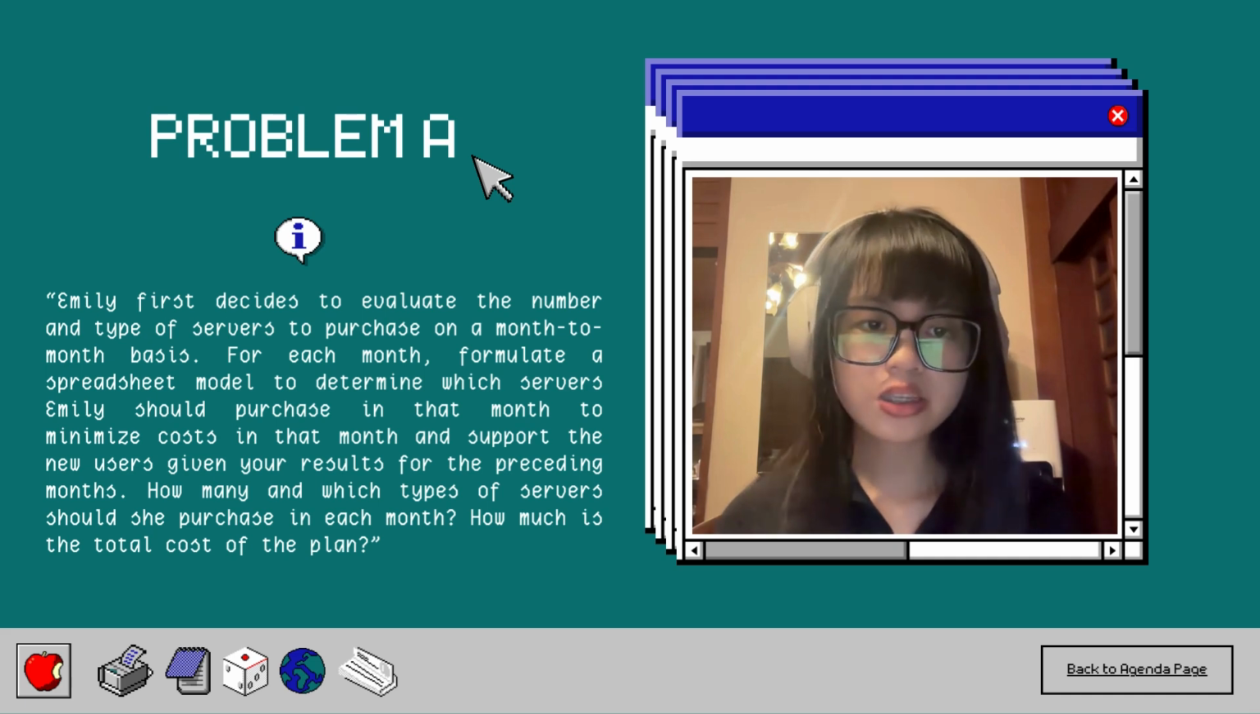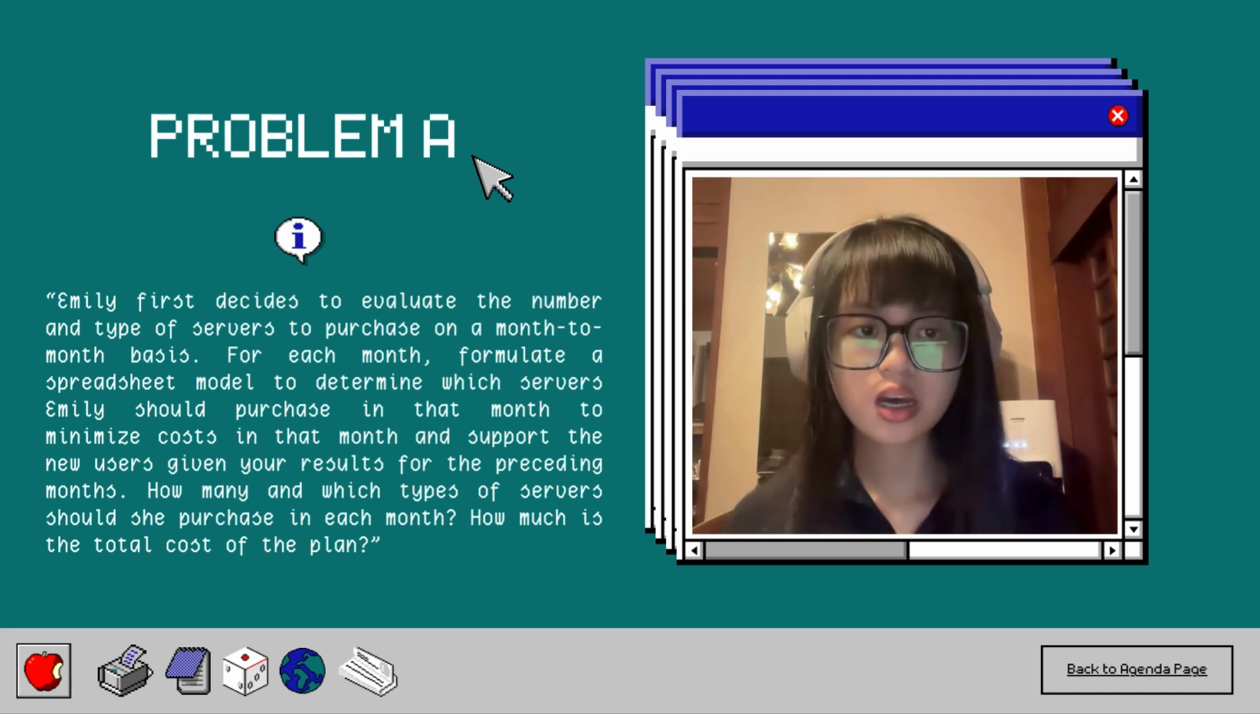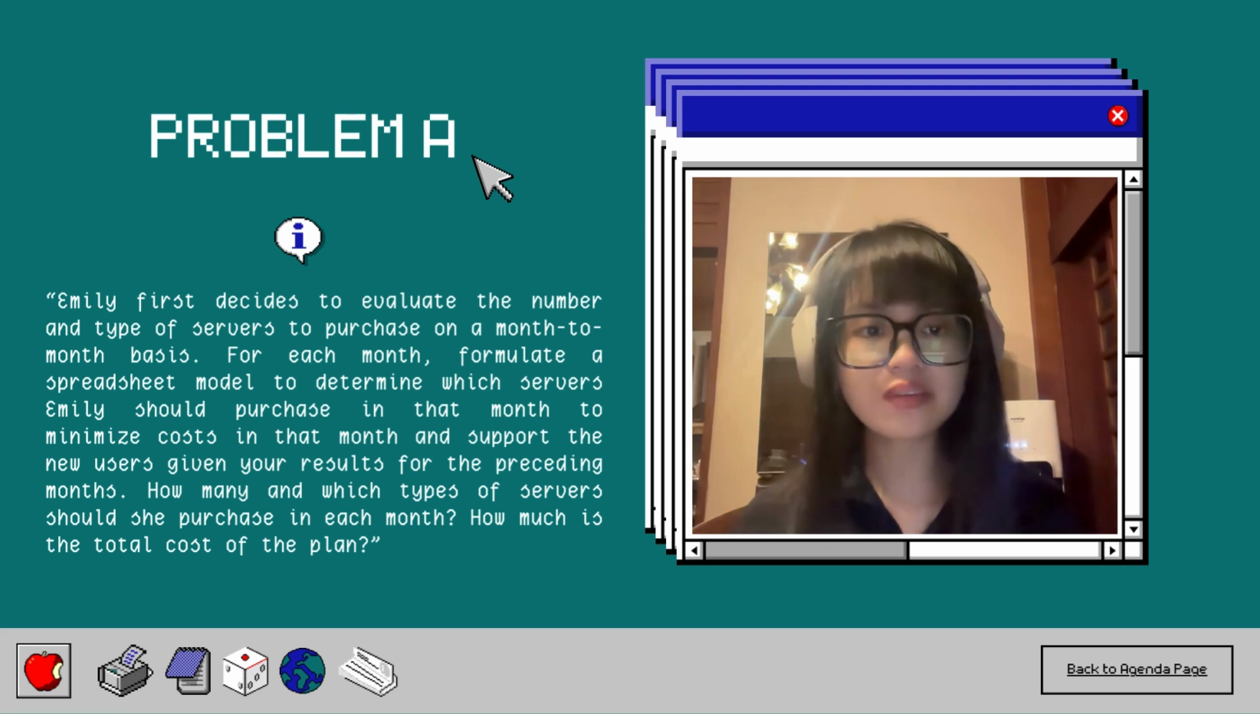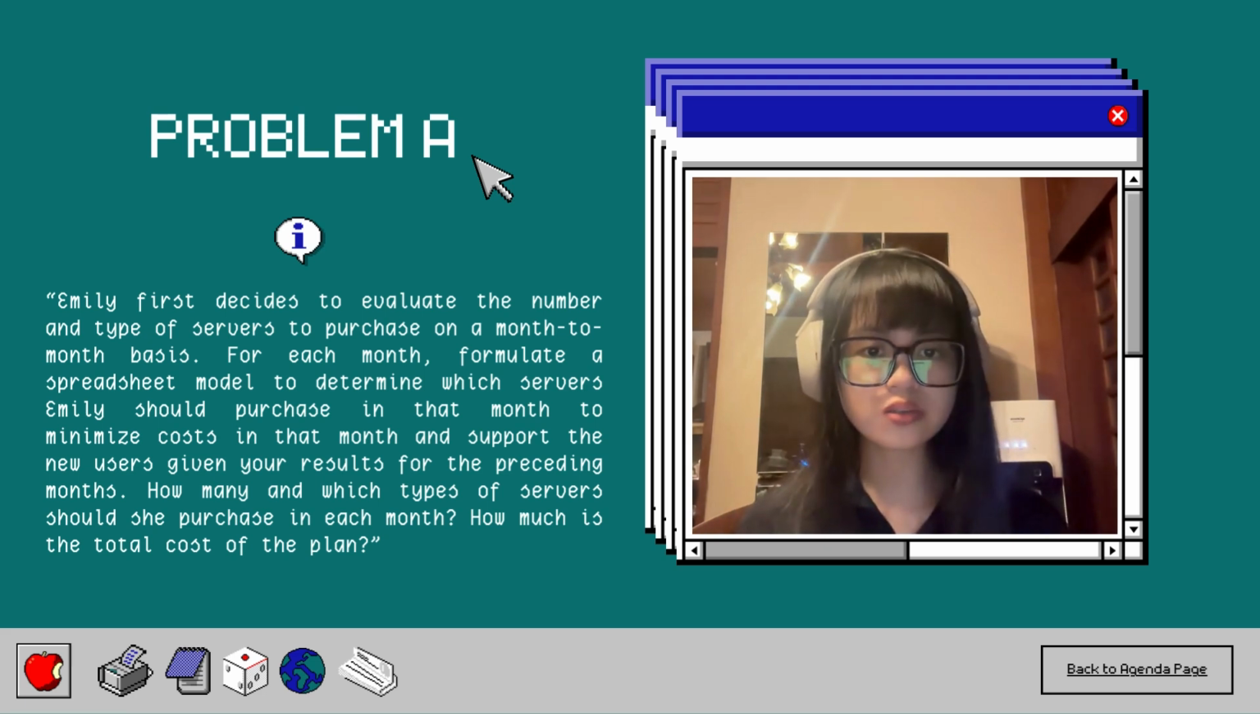The information needed to solve this problem is as follows. For a mini desktop, 30 users is equal to $2,500. For a desktop server, 80 users equals $5,000. For a workstation, 200 users equals $10,000. And finally, for a full rack, 2,000 users equals $25,000.